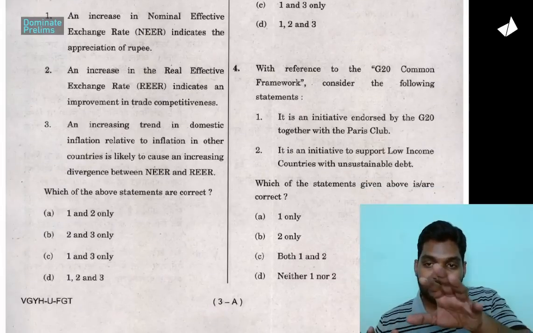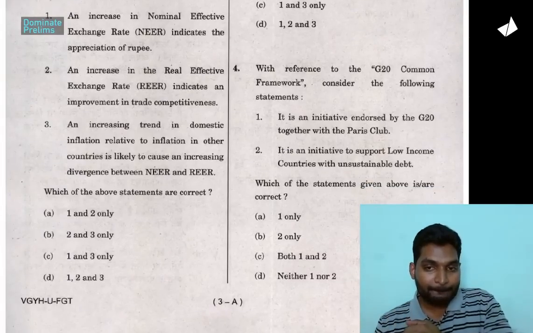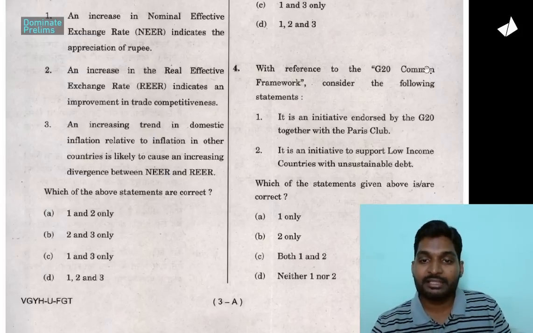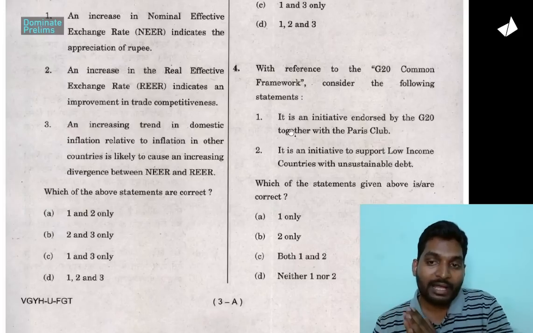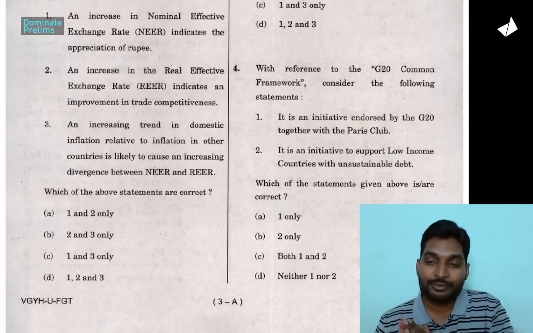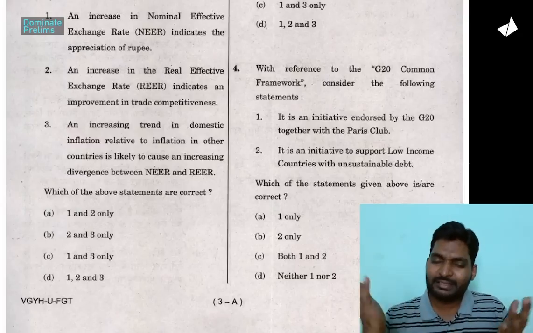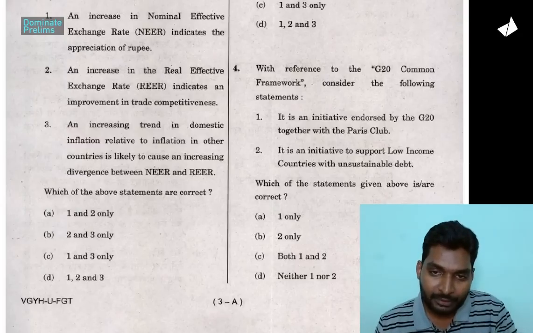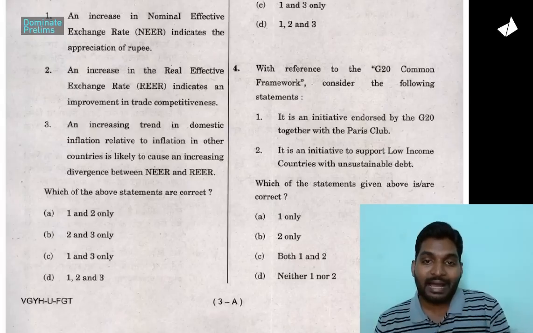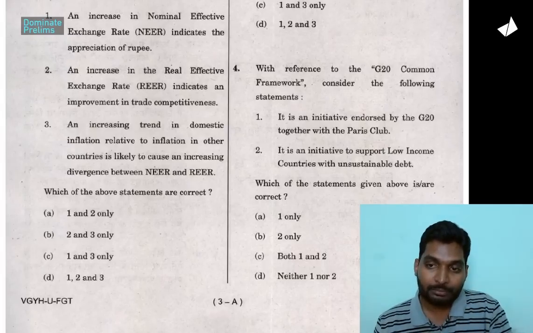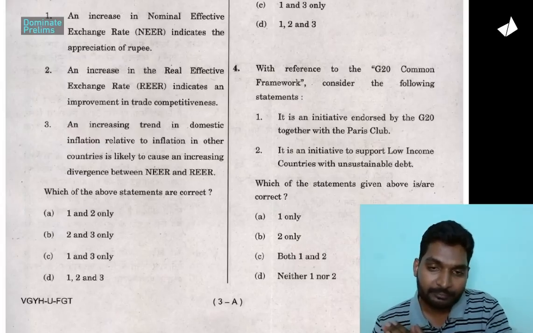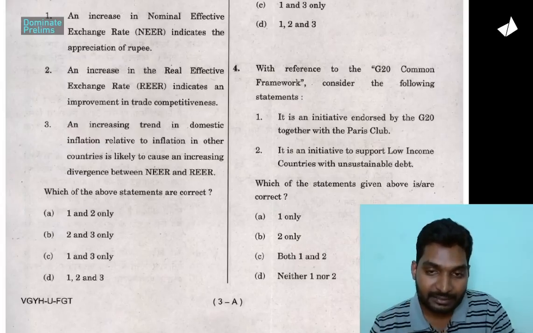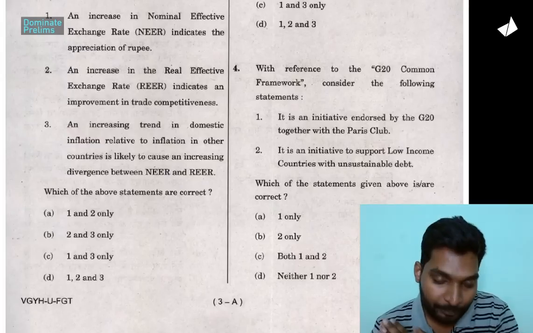Here again I'm glancing through this question. I'm taking a bird's eye view, and what I find is the keyword G20 common framework. This is within 5 seconds. Now I know that I have read about the G20 common framework, possibly in the newspaper, possibly in a magazine or somewhere, but I've read it. I will attempt this particular question because I have confidence about this keyword. Now I go on reading these statements: statement number 1, statement number 2.